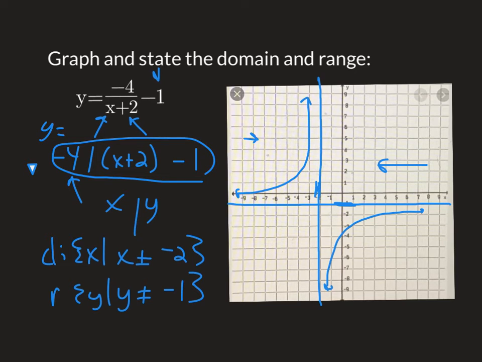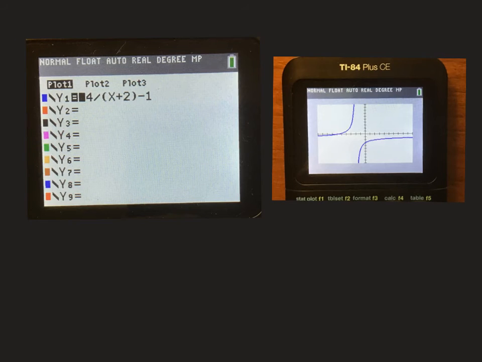It skips -2 on the x-axis, and that's what my domain and range were. I'm going to show you one more. Hopefully that's enough. Okay, here's the last problem done on the calculator, and you're okay to do this.